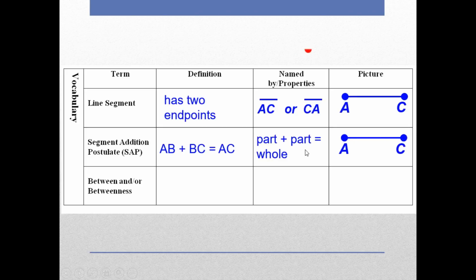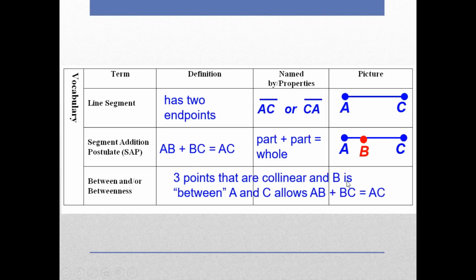It works for this type of diagram right here. So we've got a line segment AC with a point B in the middle, 3 points that are collinear, with B between A and C, which allows us to use this segment addition postulate. Basically, all this is saying is that a part of the line segment plus the other part of the line segment equals the length of the whole thing. So from A to B plus the length from B to C is the same as that whole length from A to C.